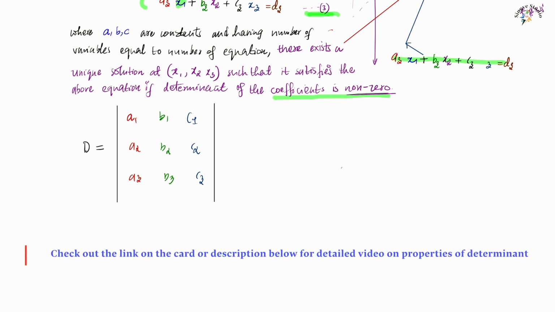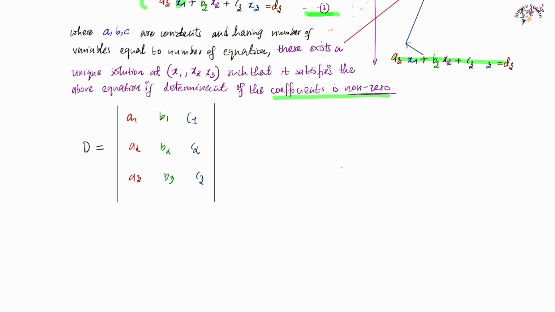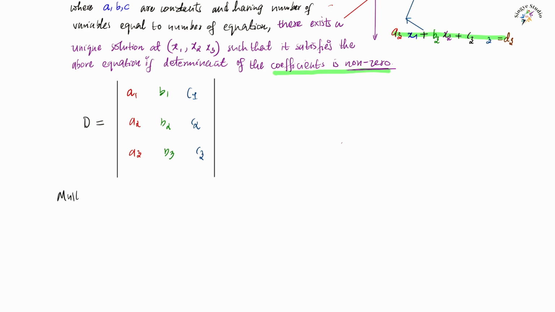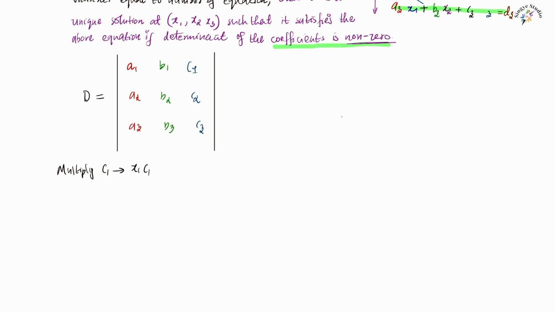Now I will utilize the property of determinants that if I multiply an entire row or column by some scalar k, then our new determinant will be k times the value of our old determinant, okay? Therefore I will multiply c1 by x1. So our new determinant will be x1 times the determinant, right? This is one of the very important properties of determinants.